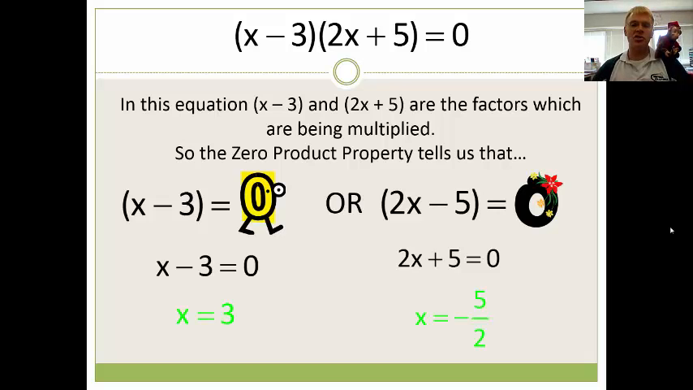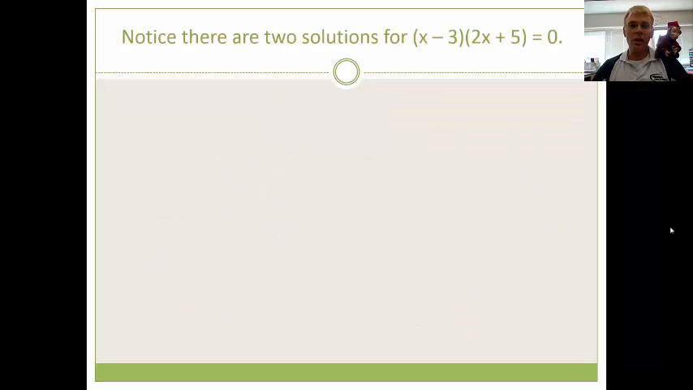What this allows us is, just like with our absolute value equations, that we can create two equations. Now, we're not doing it in the same way with distance, but because of the zero product property, we are going to have two equations here. You can see our solutions are 3 and negative 5 halves. Notice that there are two solutions here.